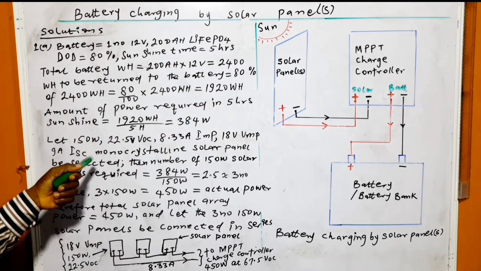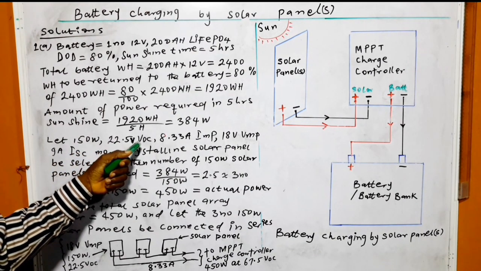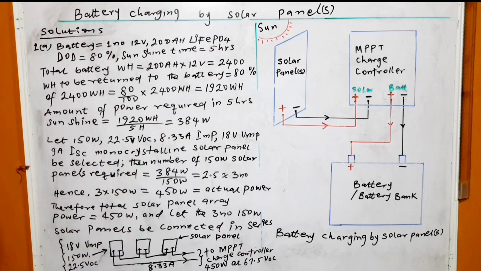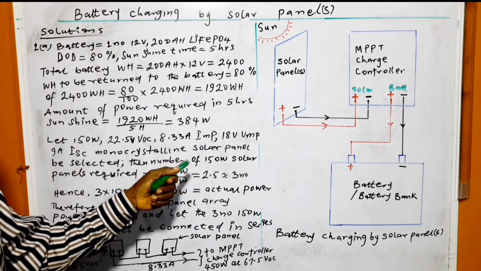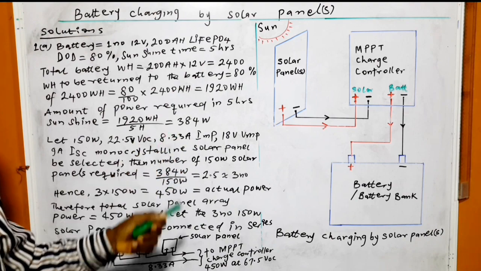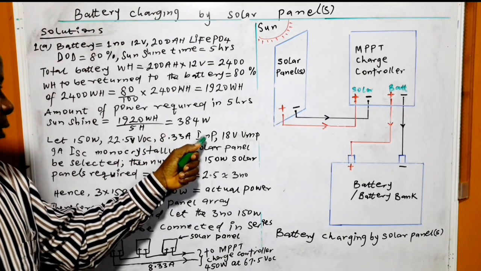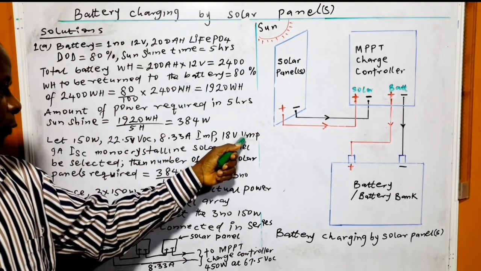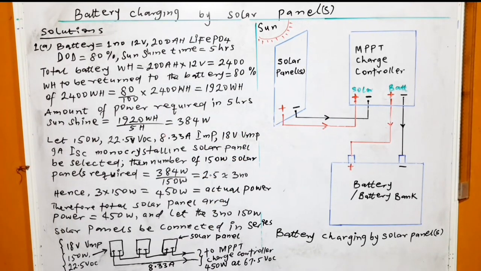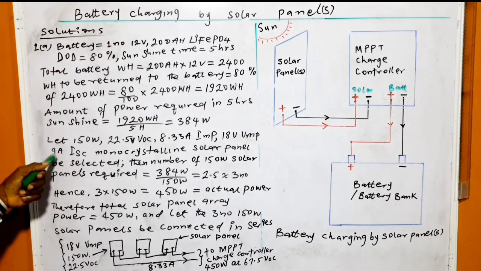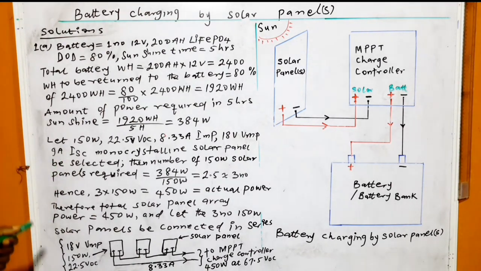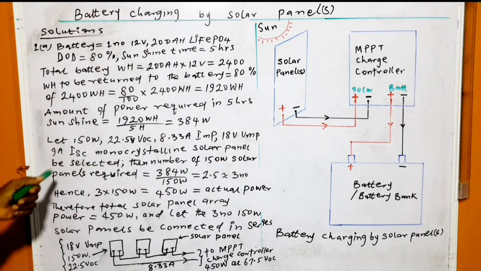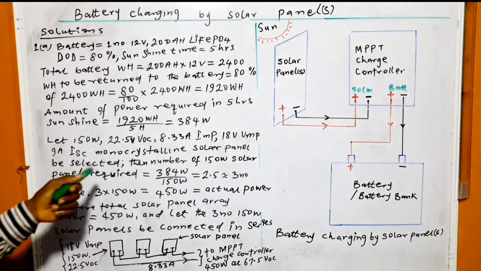Let 150 watts, 22.5 volts open circuit voltage, 8.33 ampere maximum power current or current at maximum power, 18 volts voltage at maximum power, and 9 ampere short circuit current, monocrystalline solar panel be selected. That is the selection of the solar panel.